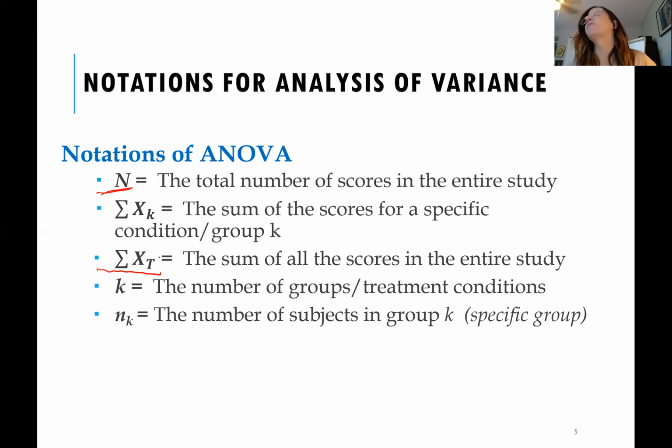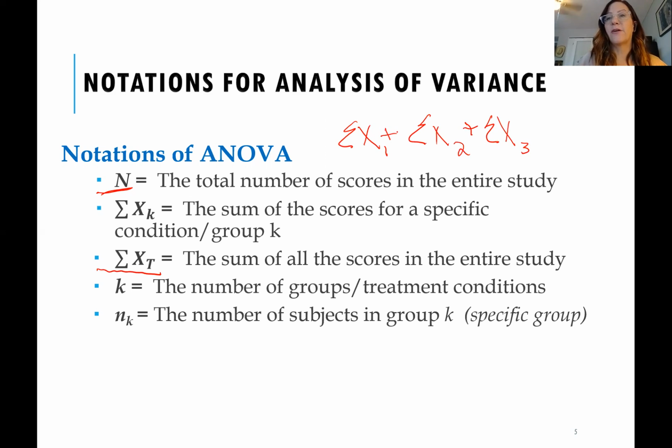And that's just the sum of all the scores in the entire study. So if you have 3 groups, and you have a sum of X for group 1, a sum of X for group 2, and a sum of X for group 3, if I was to add those 3 together, that would be my sum of X total. And K is just the number of treatment conditions or groups.